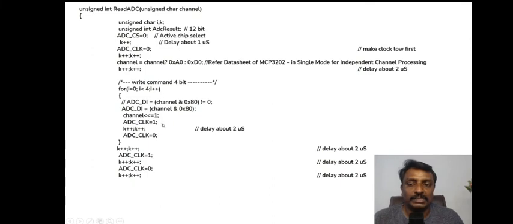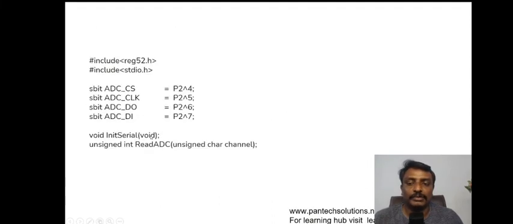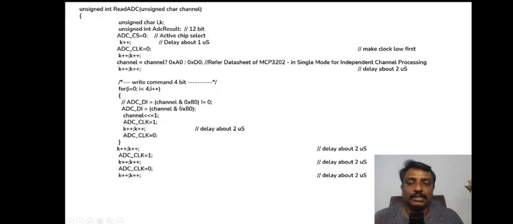You have to send these first 4 bits, which is the channel A0. Simultaneously, you give the clock equal to 1 and a delay, then clock 0. This has to be repeated for 4 bits. Again, you give a clock for 2 microseconds.